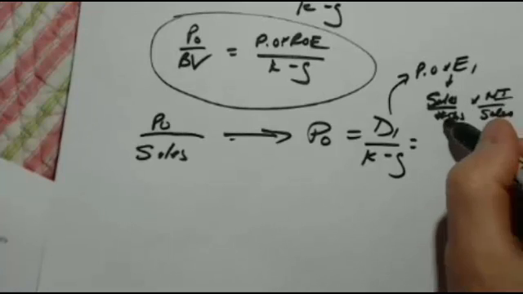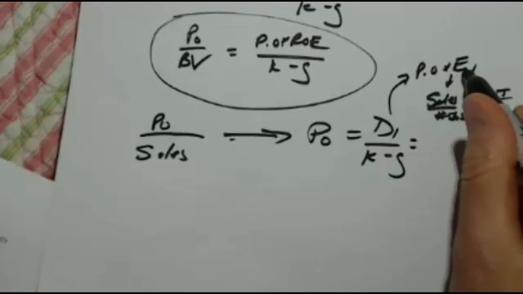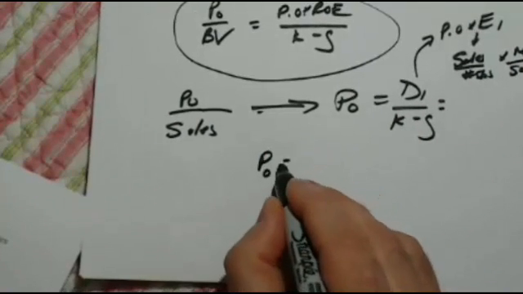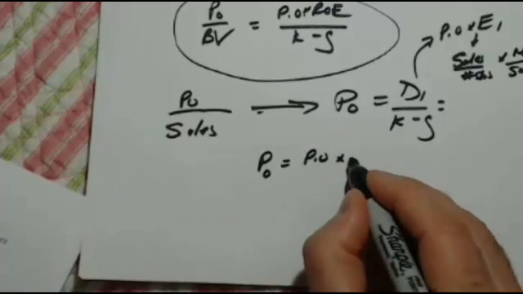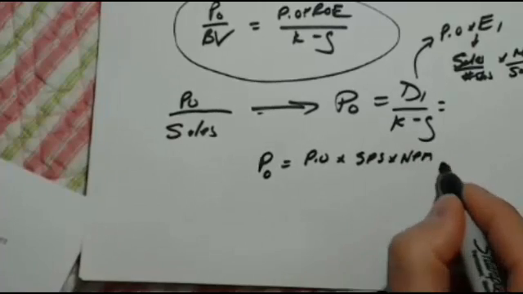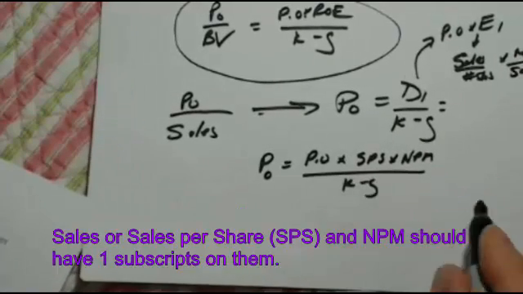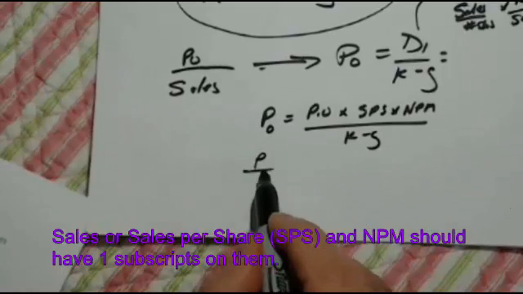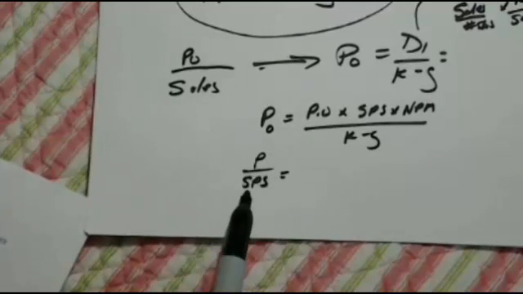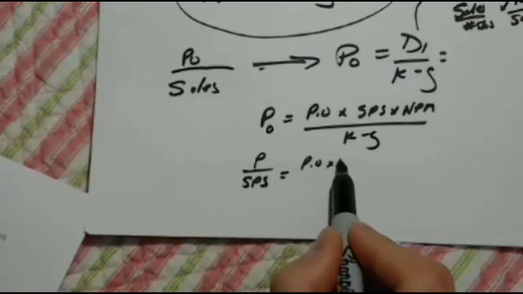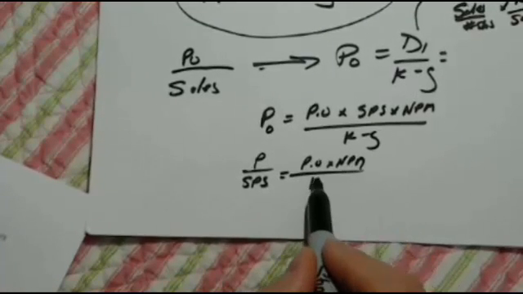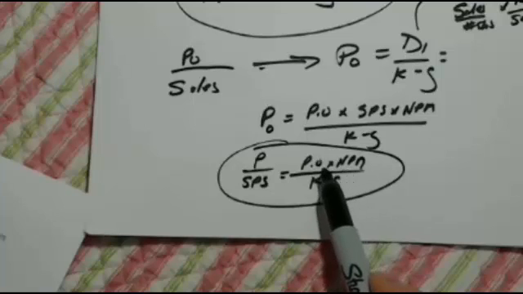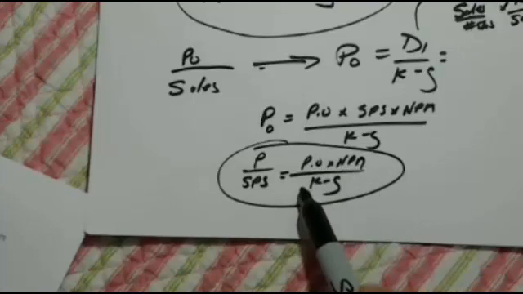The sales cancel out, and you get net income divided by number of shares, which is earnings per share. So price equals payout times sales per share times your net profit margin divided by K minus G. Now divide both sides by sales per share, and you get price divided by sales per share equals payout times net profit margin and K divided by K minus G. And there you have another ratio, price to sales, that's based again on fundamentals: payout, profitability, risk, and opportunity cost of money and growth.